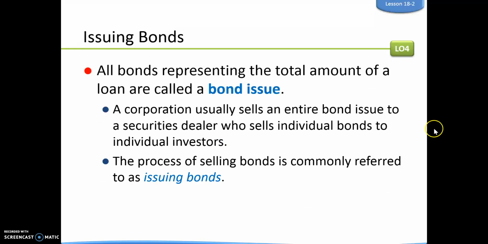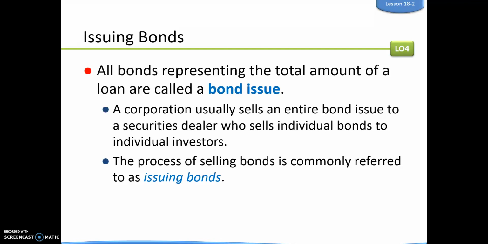So all bonds representing the total amount of a loan we refer to as a bond issue. Typically, a corporation sells an entire bond issue to a securities dealer, which is essentially like a financial advisor who then sells those individual bonds to individual investors. So you might sell a bond issue for $500,000 and your securities dealer deals that out to individual investors. They could maybe buy $50,000 instead of the full 500, or they could do $100,000 instead of the full 500.